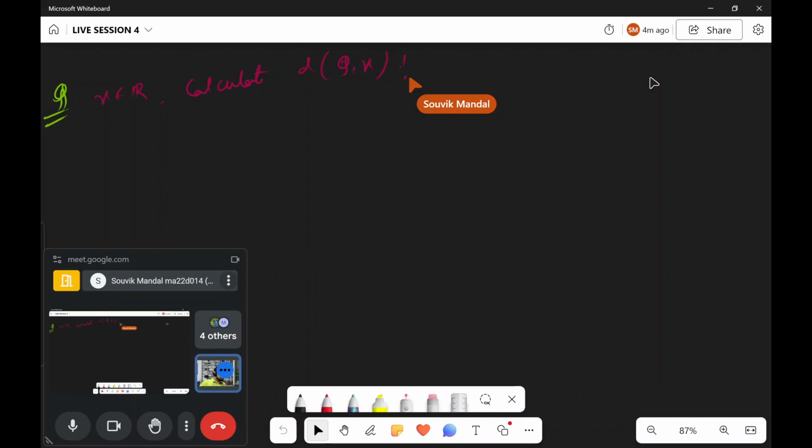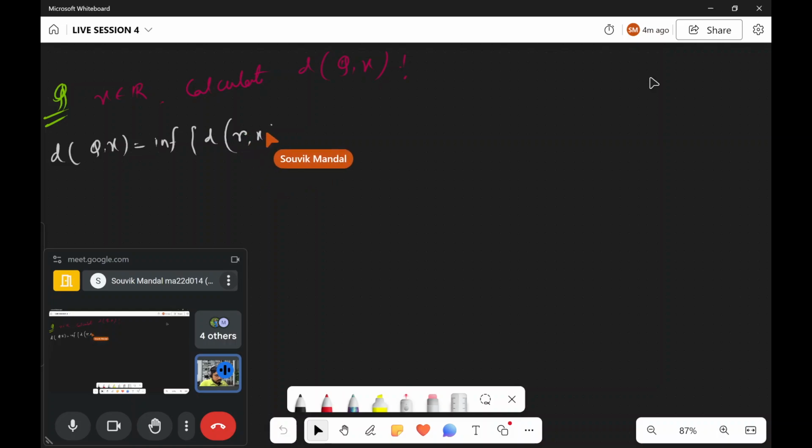Okay, so let me write the solution. First of all, by definition, d(Q, x) will be what? It will be the infimum of d(r, x), where r belongs to the rationals. Correct.